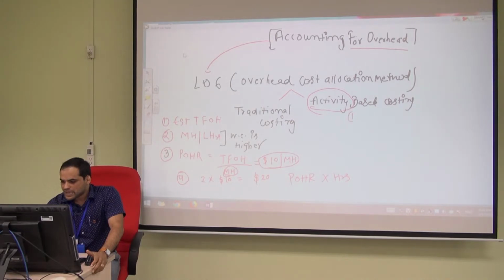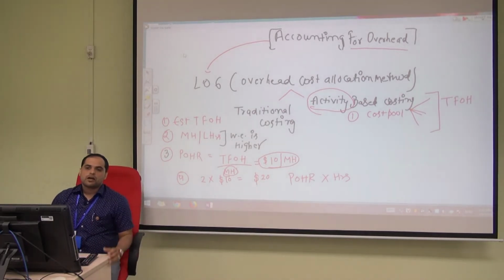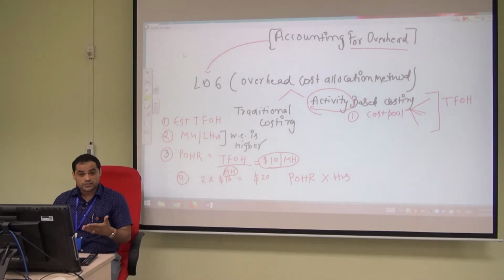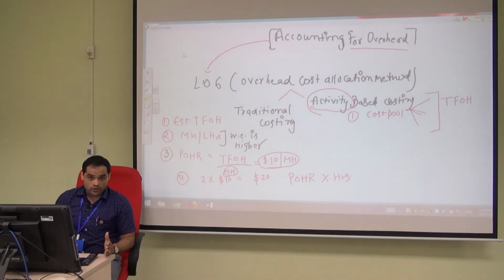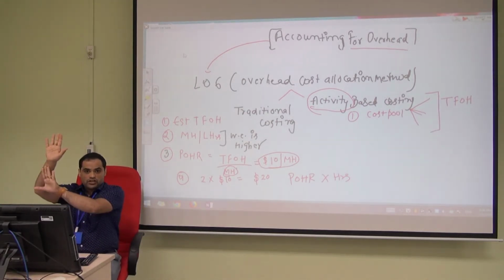So step 1 is we will estimate our cost pools. Remember, there are various cost pools, and the combination of all cost pools is called total factory overhead. For example, purchase order. Purchase order is an activity and it is a factory overhead cost. Of course, that is a part of your total factory overhead.